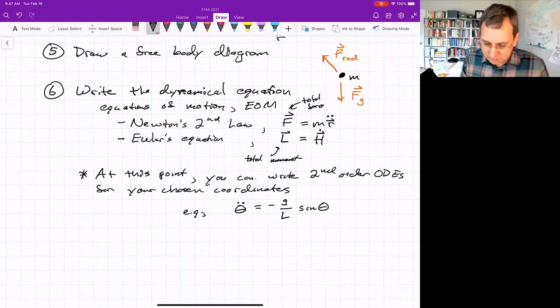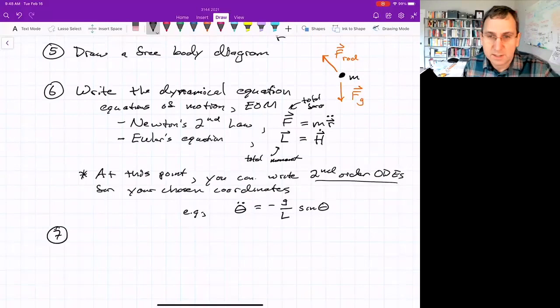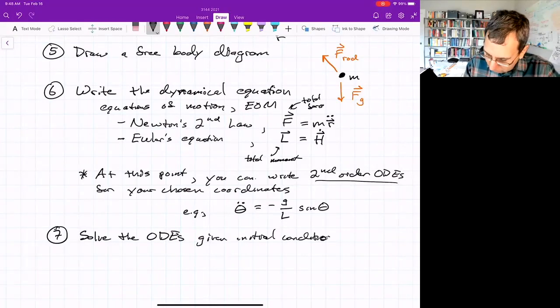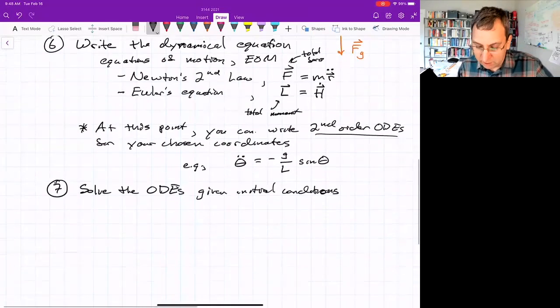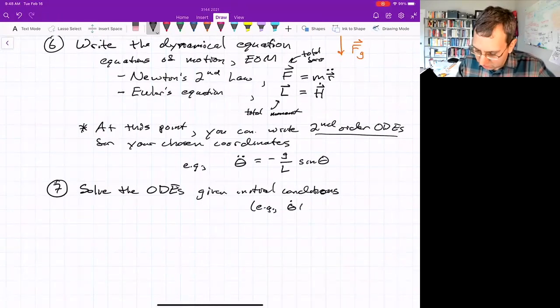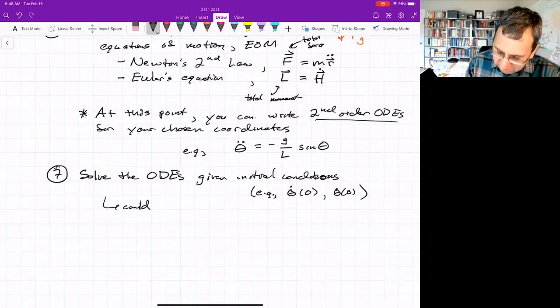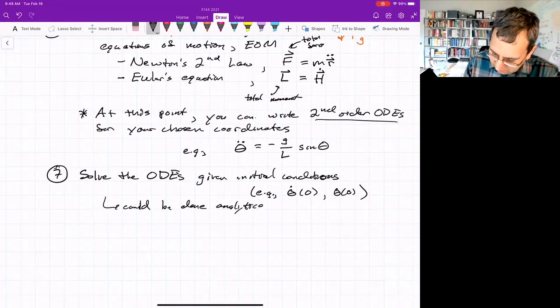We might not stop there. Maybe you want to solve for the motion. So now it's just become a math or computational problem. We're done with dynamics. We're done with mechanics. It becomes a math problem. So this is the crude looking number 7. Make a nice number 7. You solve the ordinary differential equations given initial conditions. And maybe this could be done analytically or maybe not. For the pendulum, anytime you have a second order ODE, you've got 2 initial conditions, at time 0. The 2 initial conditions would be the initial theta dot and the initial theta. So this could be done analytically, but in very few cases. Often you just have to use a computer.